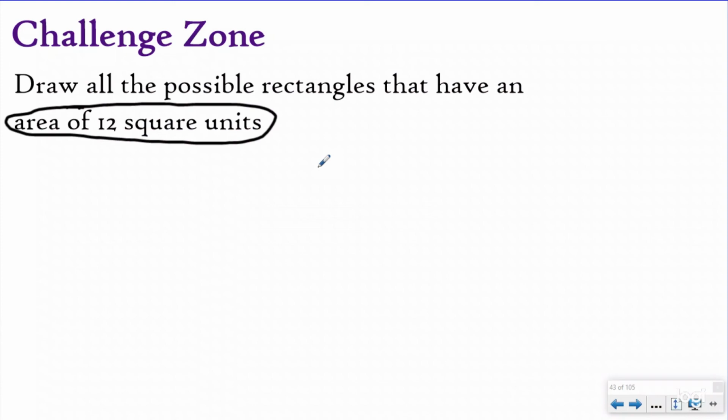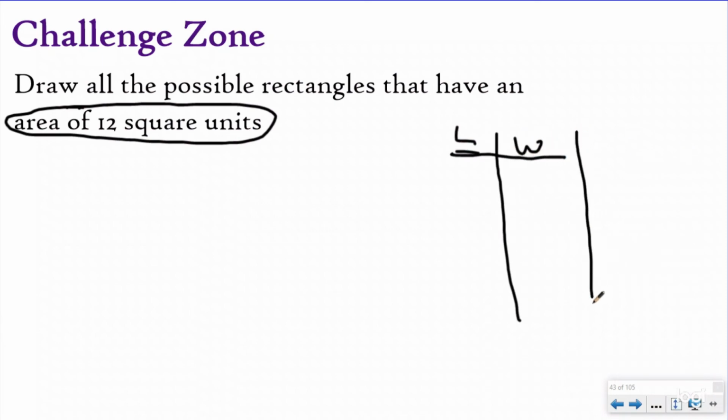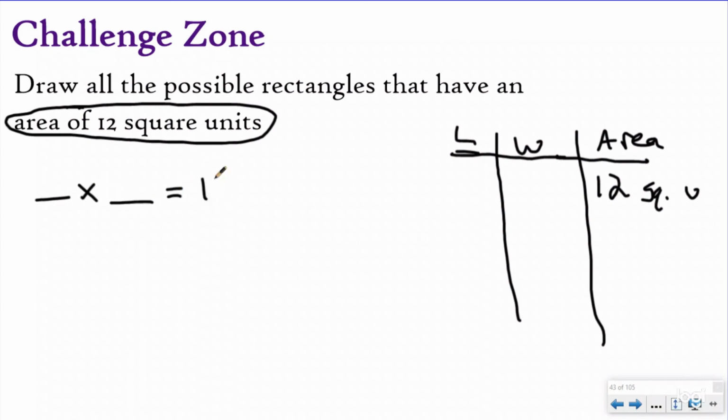If you want to try the challenge zone question, go ahead and pause the video, try it out, and then I'll solve it, and we'll see if we have the same answer. So here I want to draw all the possible rectangles that have an area of 12. So I'm actually going to make a chart here. The reason I'm making a chart is because I don't have multiple choice answers. And I know that I want the area to be 12 square units. I'm going to put square units here. I'm looking for what length and width make 12. So I'm going to think about area just as a normal multiplication equation, and I want to know what factors can I use to make 12.